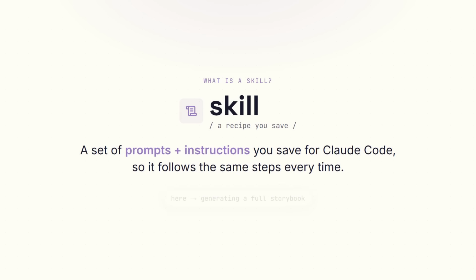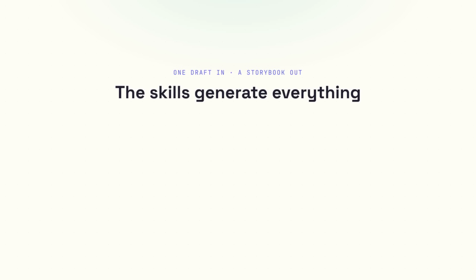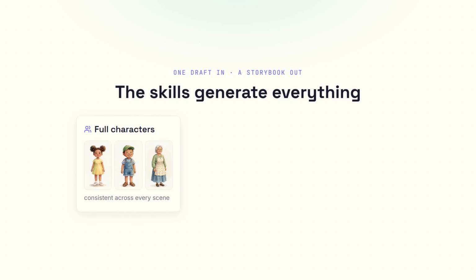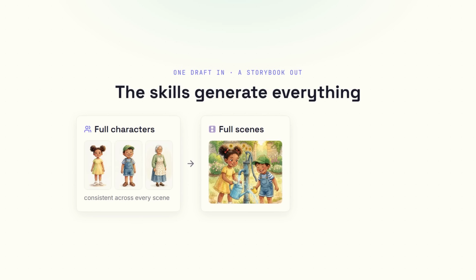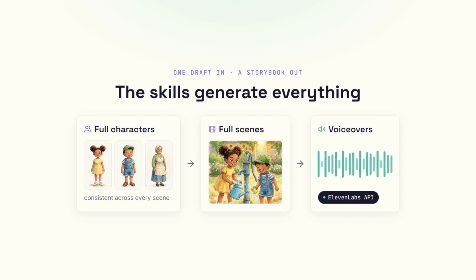And if the word skill is new to you, a skill is just a recipe, you could say, for Claude Code, like a set of prompts and instructions so Claude can follow to achieve a specific task. In our case, generating a full storybook. And the skills I created here simply take a story draft and generate the full characters, full scenes, consistent across all the story, and even generate the voice-overs with the 11 Labs API.